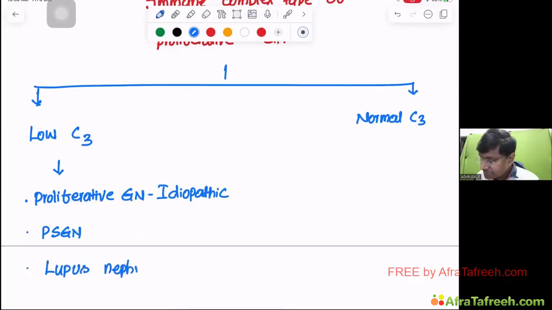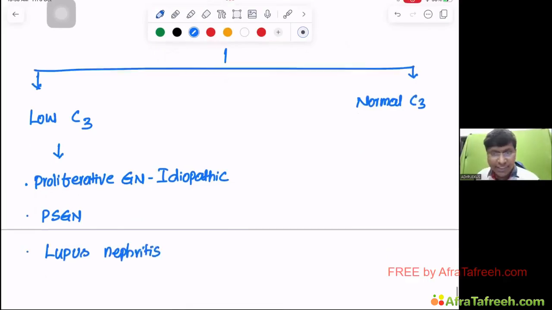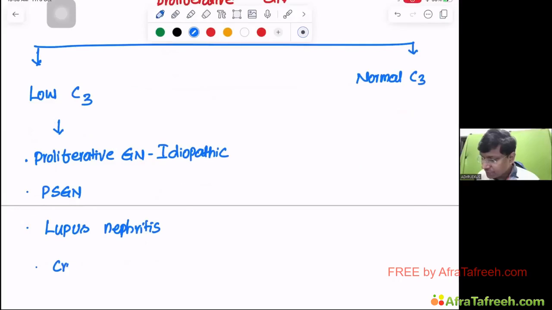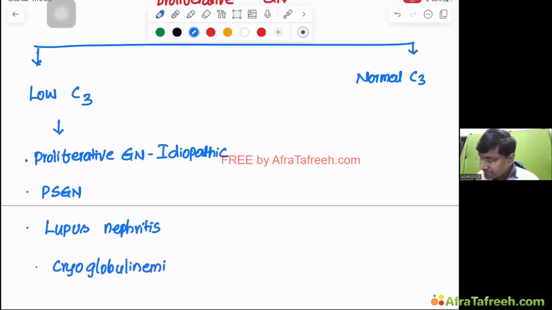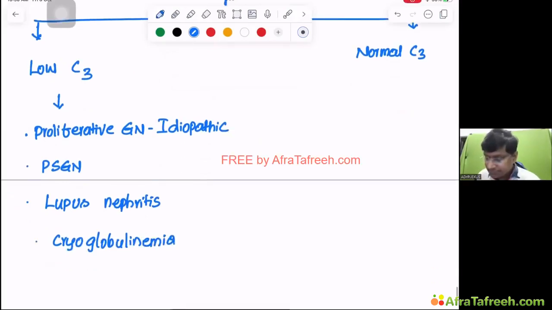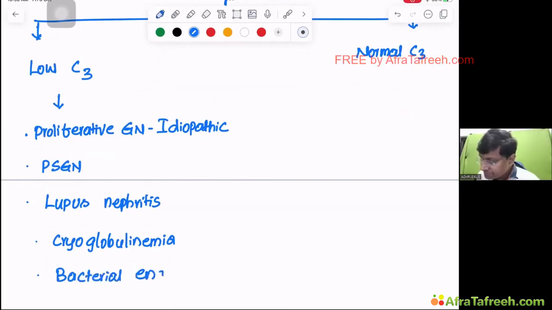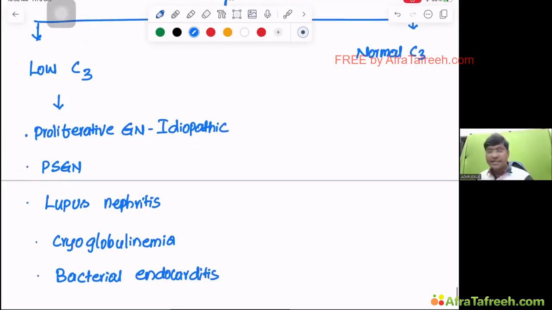In all these conditions, the complement is utilized. And even in case of cryoglobulinemia, the one which will occur secondary to hepatitis C infection. Then bacterial endocarditis, you can have this. And then these are the conditions where you have low C3.